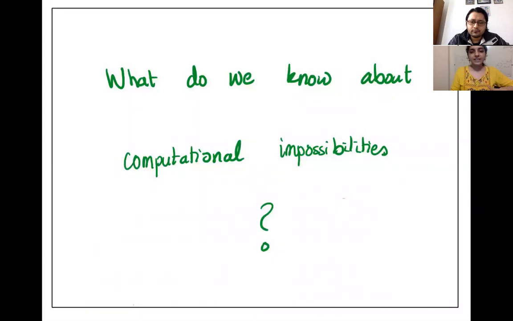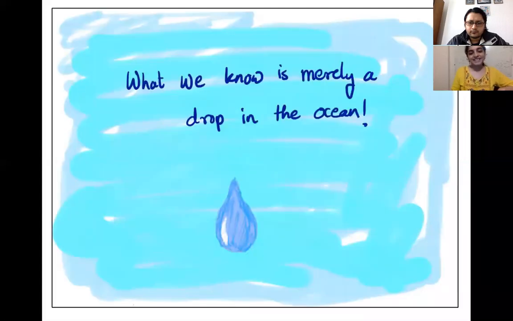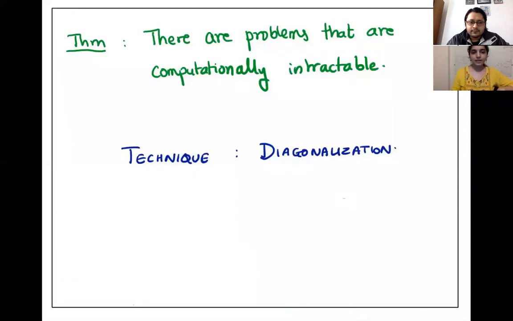Now, let's look at the picture currently. What do we know about computational impossibilities? So it turns out that what we know is merely a drop in the ocean. There's a lot to be proved. Okay, so there are classical results which show that there are problems that are computationally intractable. So there are problems for which no computer can solve it, however smart you may be.